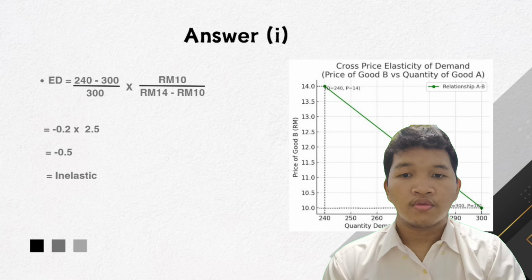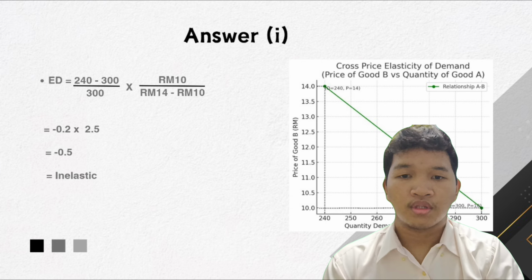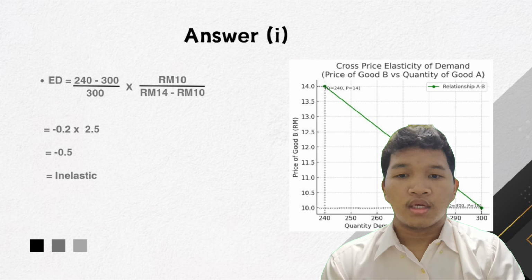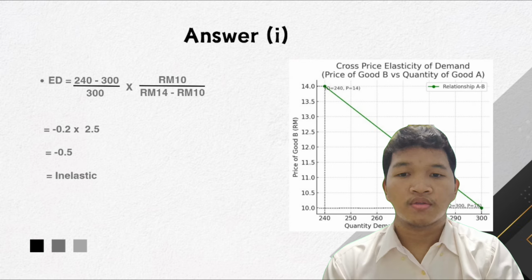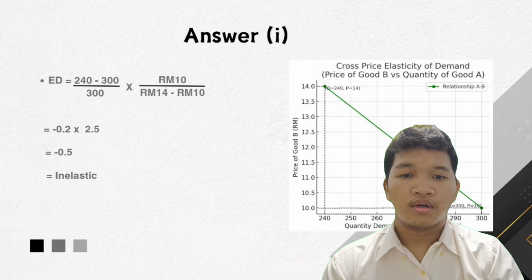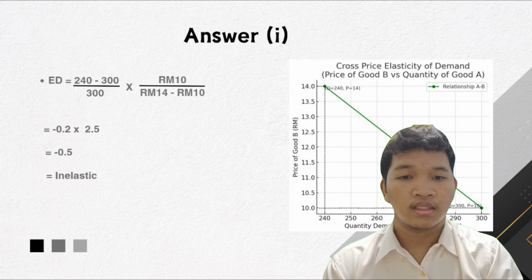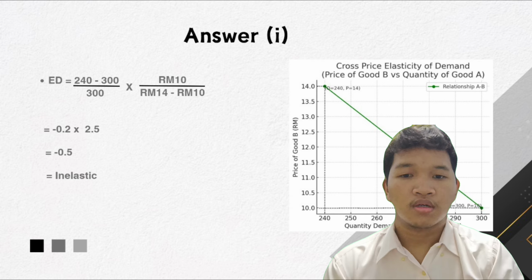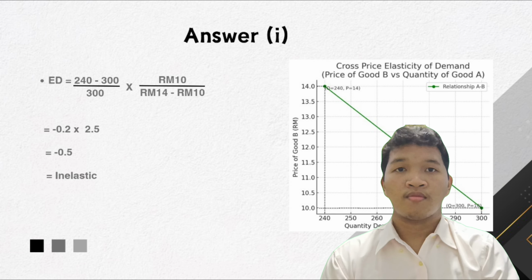Elasticity of demand equals (214 minus 300) divided by 300, times 10 ringgit divided by (14 ringgit minus 10 ringgit). Next is negative 0.2 times 2.5. The answer is negative 0.5. So the value of the cross elasticity is negative 0.5. This means the demand is inelastic because the change in demand is smaller compared to the change in price.